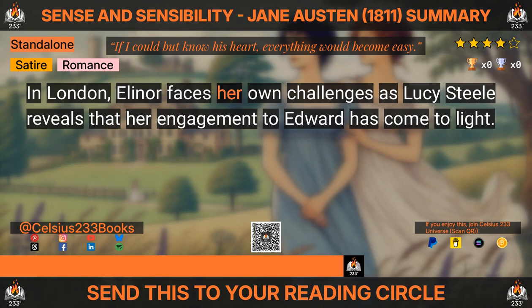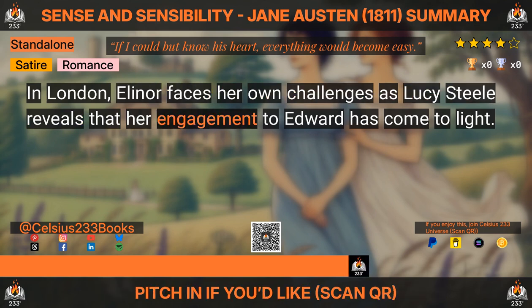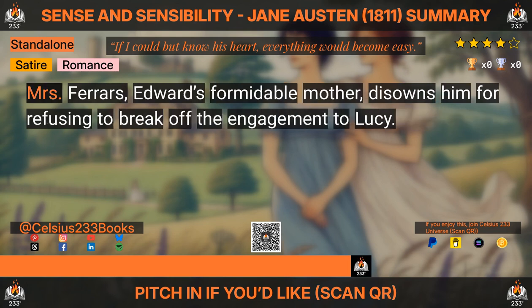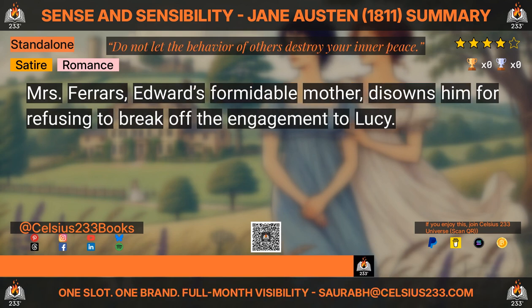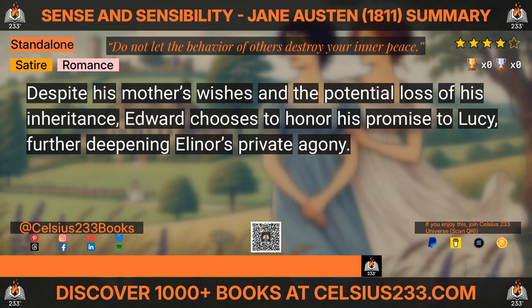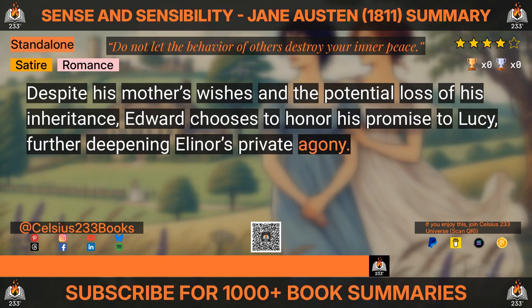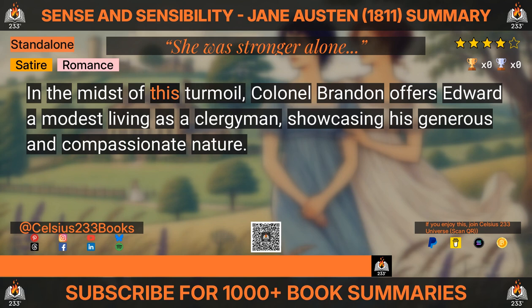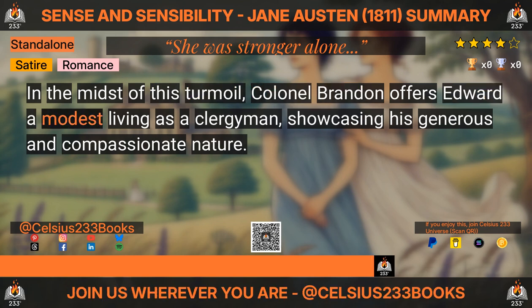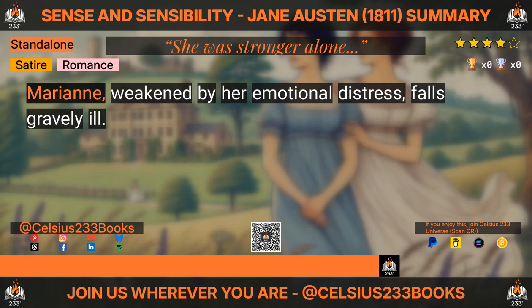In London, Elinor faces her own challenges as Lucy Steele reveals that her engagement to Edward has come to light. Mrs. Ferrars, Edward's formidable mother, disowns him for refusing to break off the engagement to Lucy. Despite his mother's wishes and the potential loss of his inheritance, Edward chooses to honor his promise to Lucy, further deepening Elinor's private agony. In the midst of this turmoil, Colonel Brandon offers Edward a modest living as a clergyman, showcasing his generous and compassionate nature.